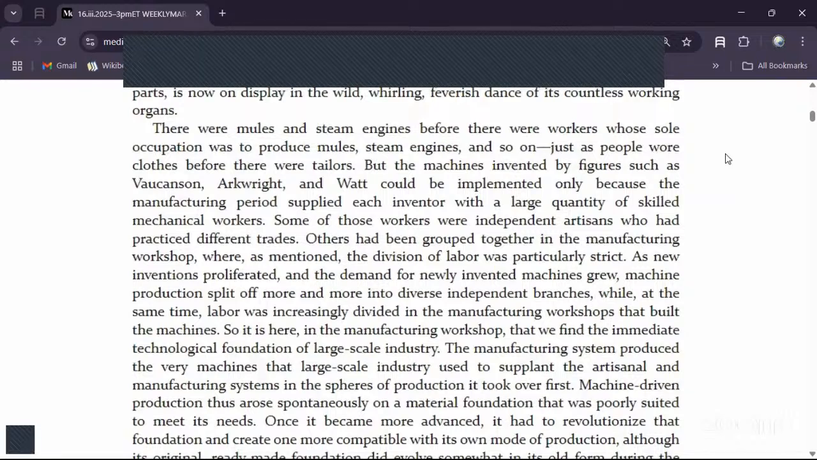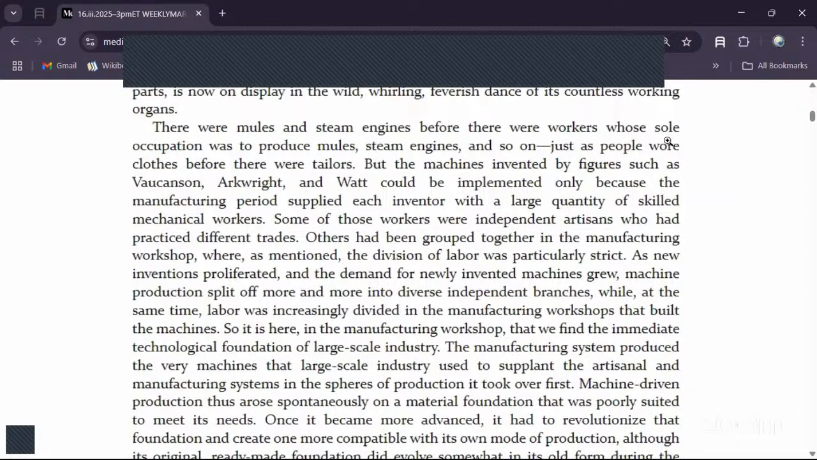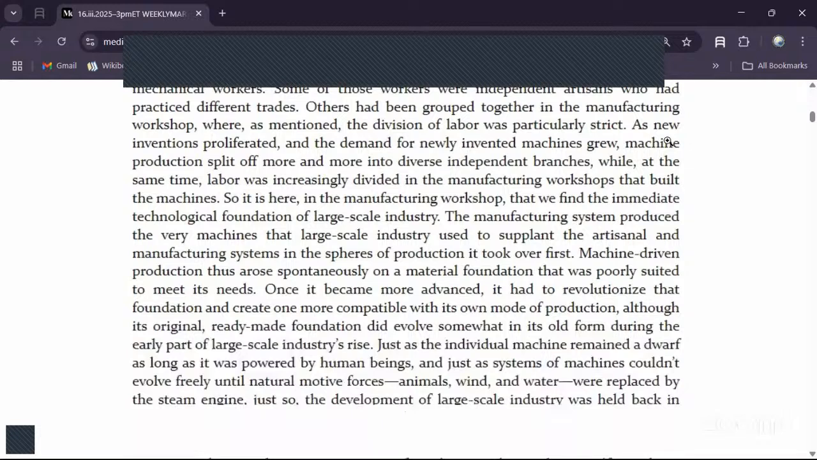As new inventions proliferated and the demand for newly invented machines grew, machine production split off more and more into diverse, independent branches, while at the same time, labor was increasingly divided in the manufacturing workshops that built the machines. So it is here, in the manufacturing workshop, that we find the immediate technological foundation of large-scale industry. The manufacturing system produced the very machines that large-scale industry used to supplant the artisanal and manufacturing systems in the spheres of production it took over first.